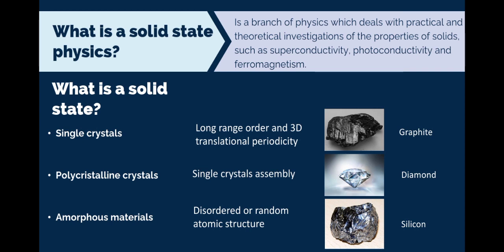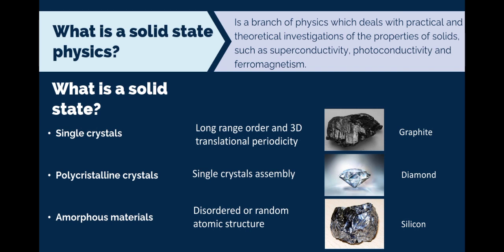So solid-state physics is the most important branch of condensed matter physics. It helps to investigate how the large-scale properties of solid materials result from their atomic scale properties. Thus, it forms a theoretical basis of material science.